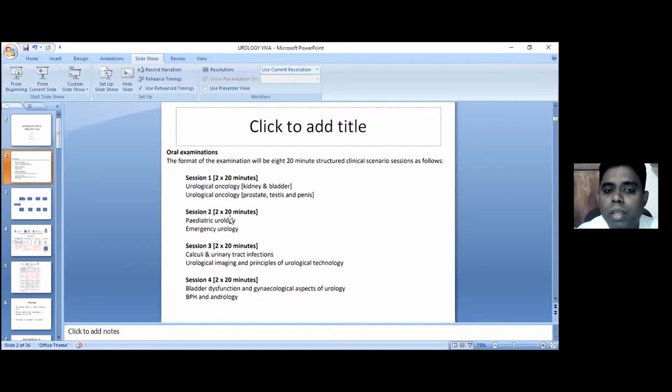The next table will be pediatric urology. There will be 2 scenarios. One examiner will ask one scenario, the other examiner will ask the other scenario, but both will give marks for each scenario.